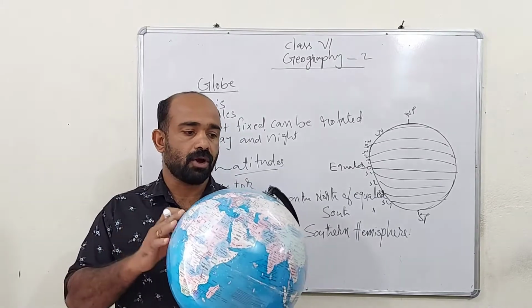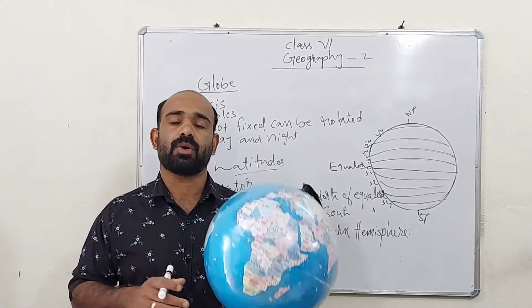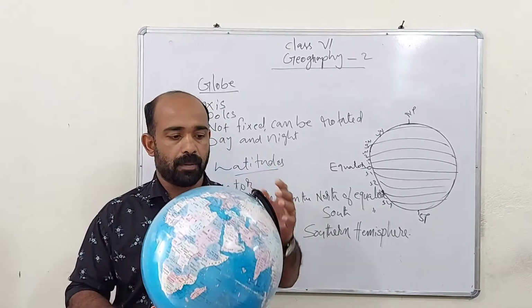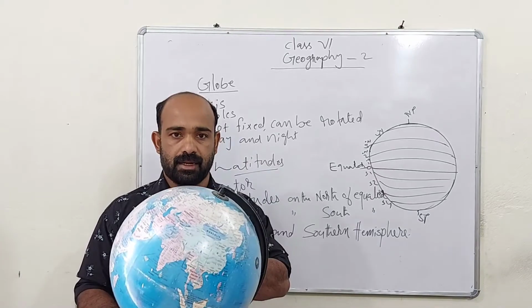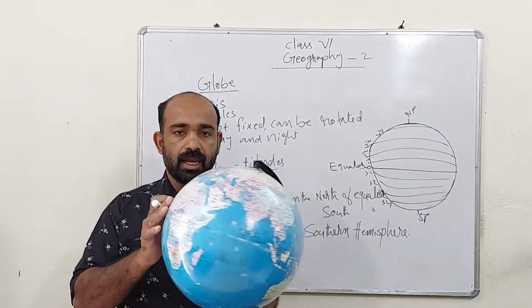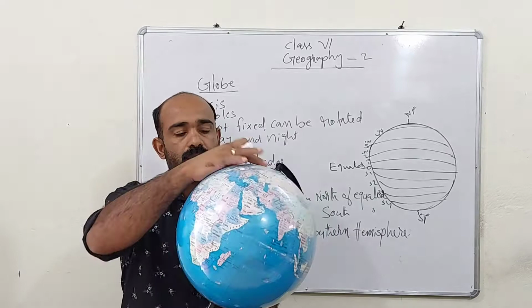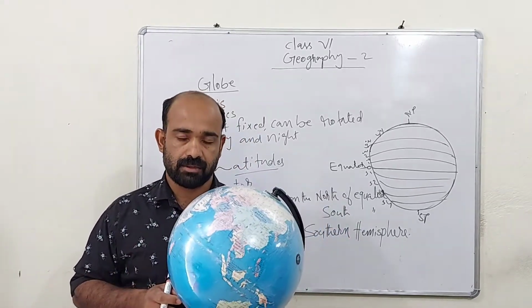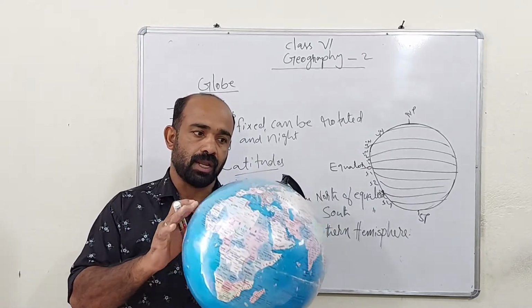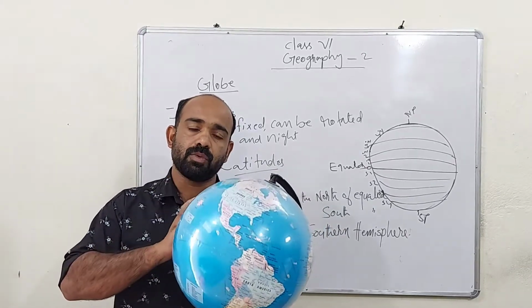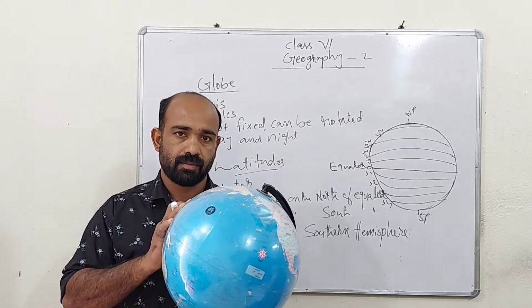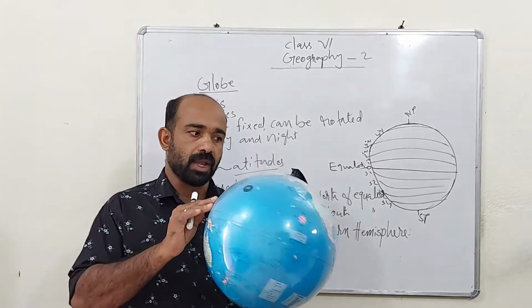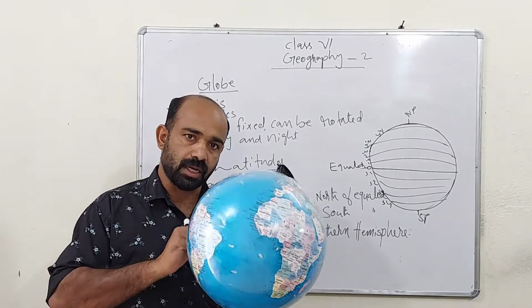We know that a globe is a small model of the earth. Inside a globe, one needle is there, and that needle is connected to both ends of the globe. That needle of the globe is called the axis. On this axis only, the globe is able to move or rotate. Globe is not at all fixed. Globe can be moved. Globe can be rotated like this.